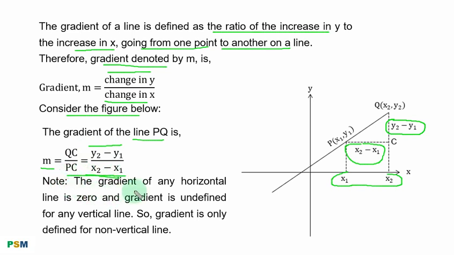Note, the gradient of any horizontal line is 0, and gradient is undefined for any vertical line. So, gradient is only defined for a non-vertical line such as PQ.